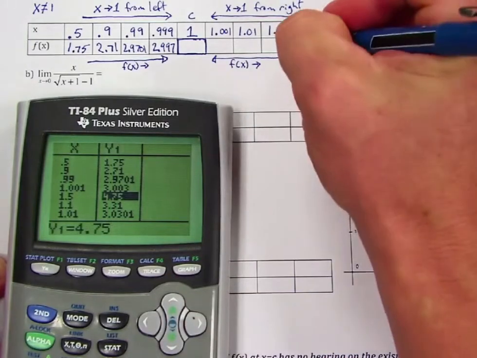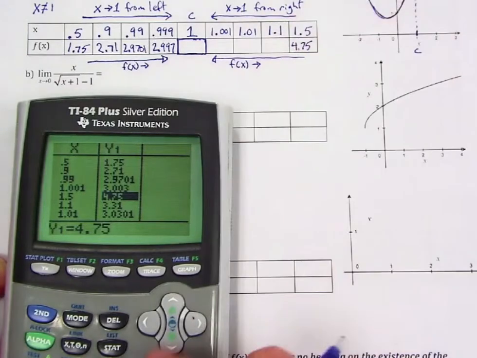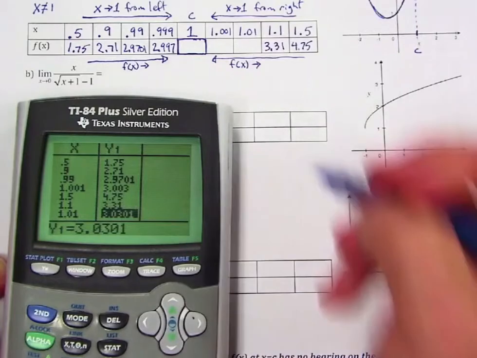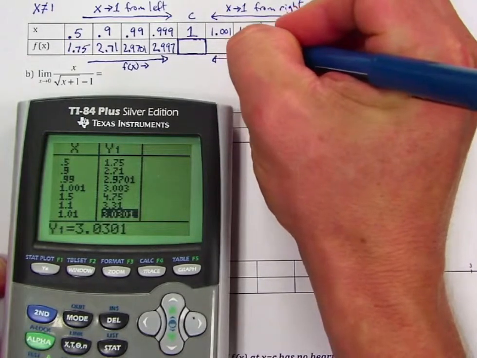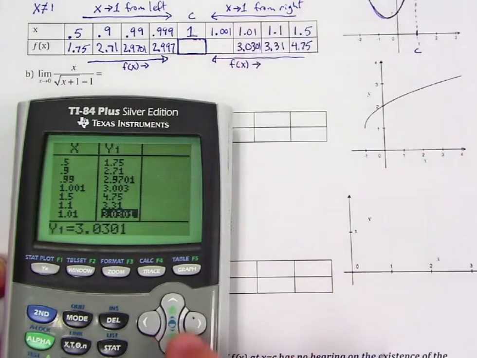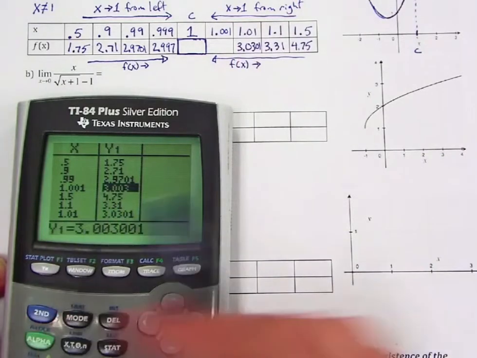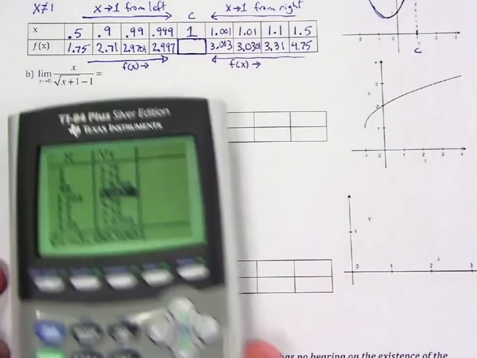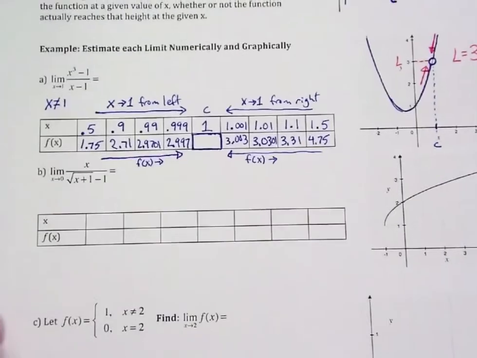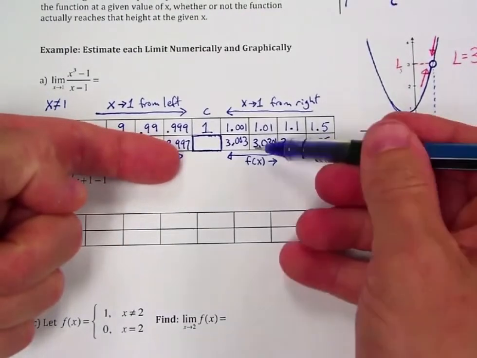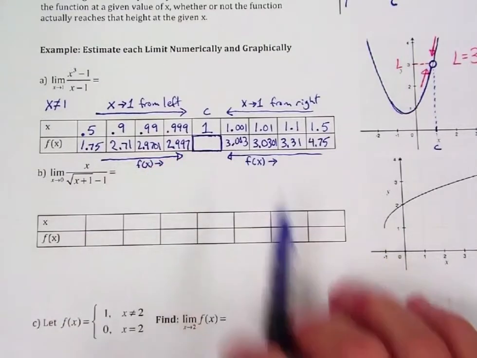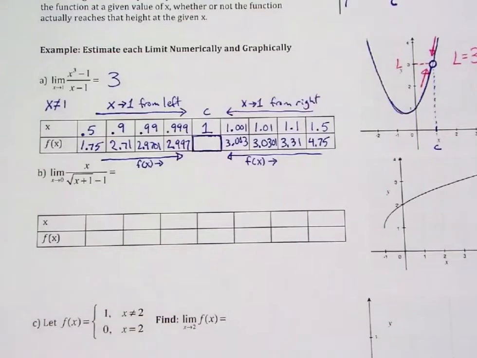Okay, so for 1.5, we get 4.75. For 1.1, 3.31. For 1.01, we get 3.0301. And for 1.001, we get 3.003. So looking at the trend here, as we approach from the left and from the right, what value is f of x getting closer to? And it looks like it's getting closer to 3. And so we're just going to put 3 there as our final answer.